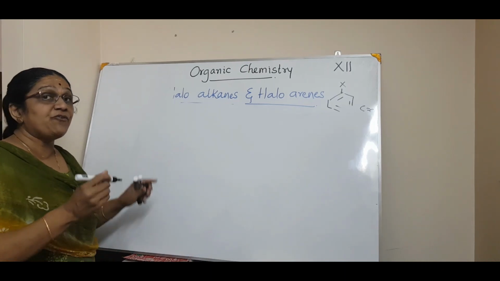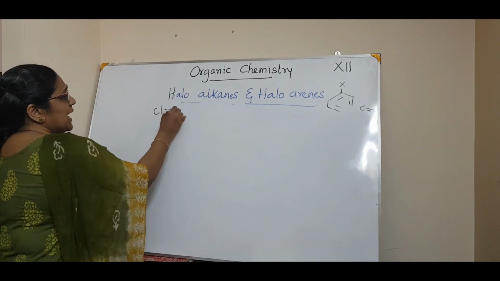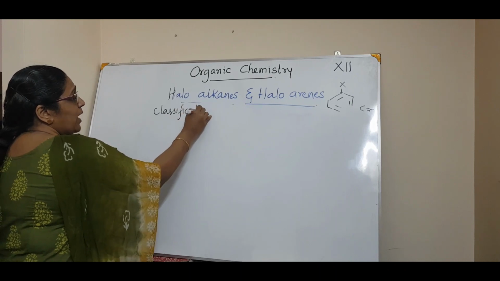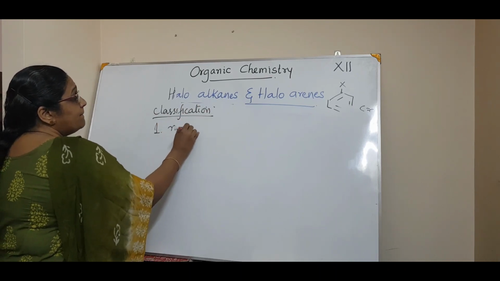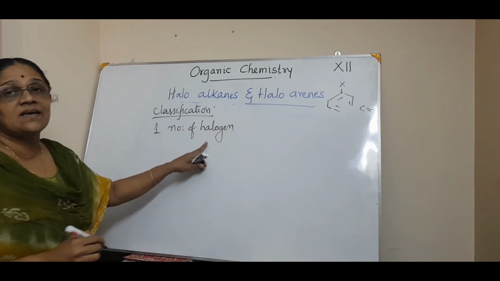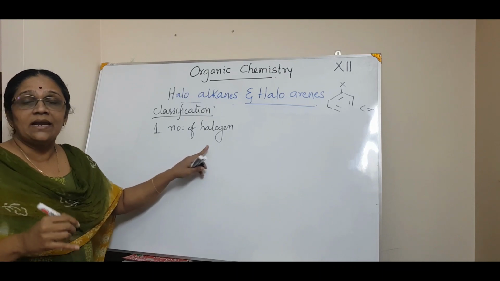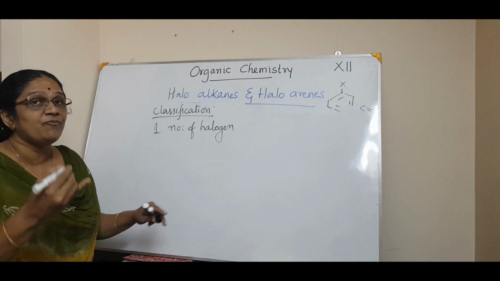Now the first topic is classification. How are haloalkanes and haloarenes classified? The first classification is based on the number of halogen atoms. It's simple. Once you know how many halogen atoms there are, numbering can be done that way, and you can classify or name that organic compound.